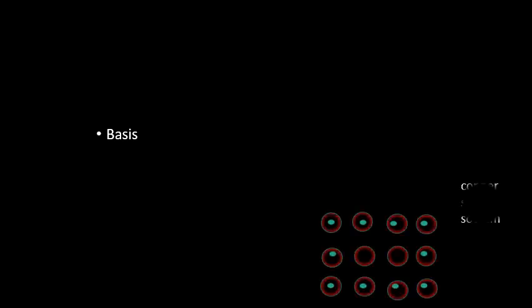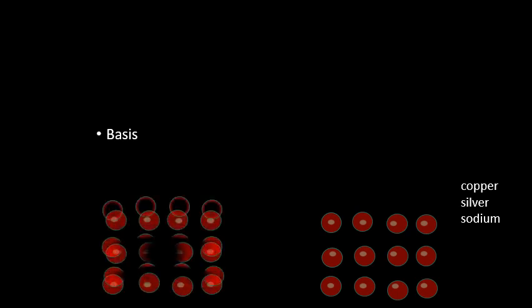In the simplest crystals, such as copper, silver, sodium etc., there is a single atom, or ion, at each lattice point. More often, there is a group of several atoms, molecules, or ions at each lattice point. This group is called the basis.